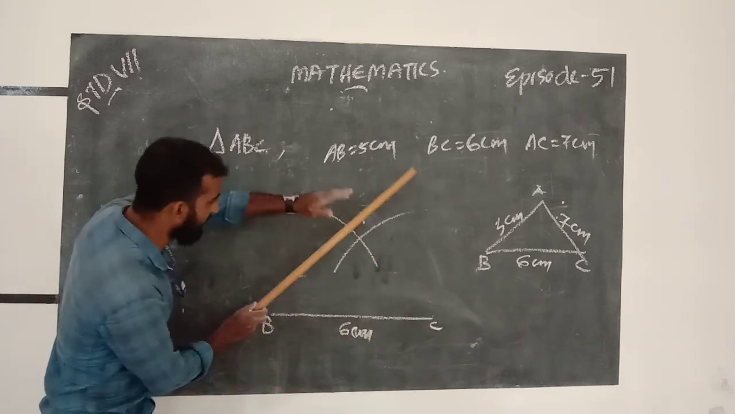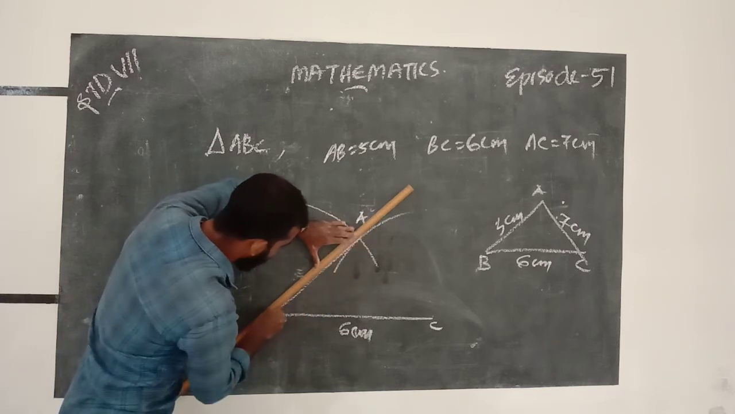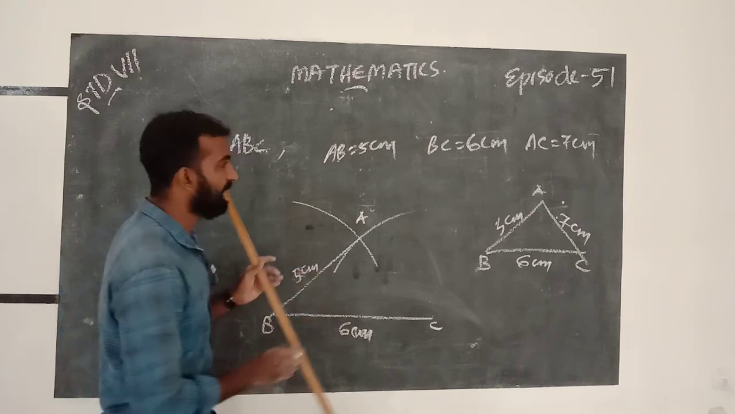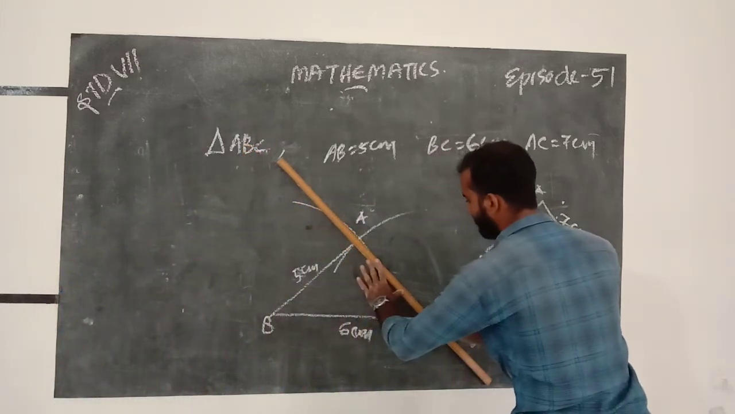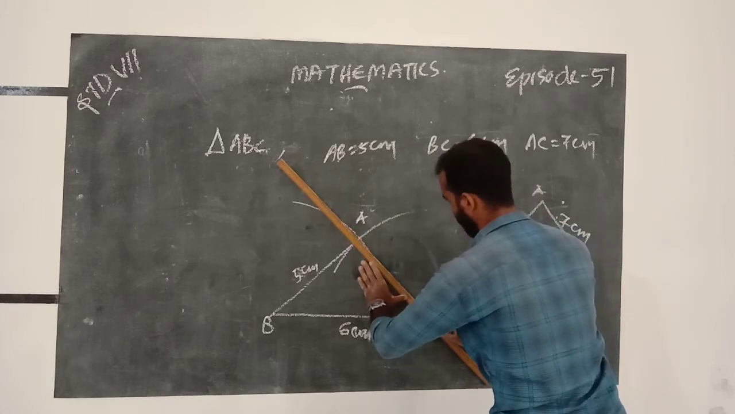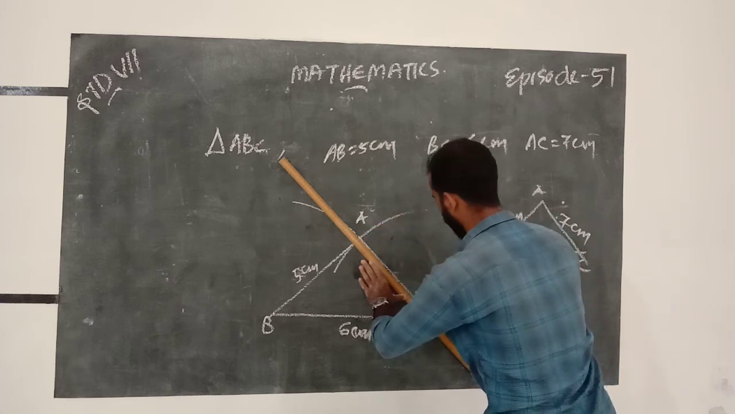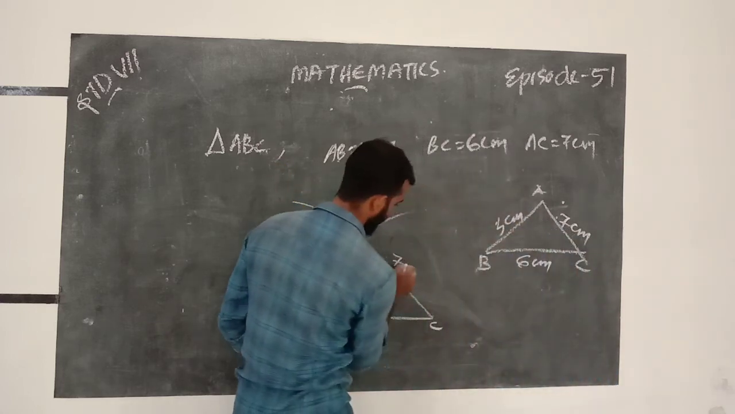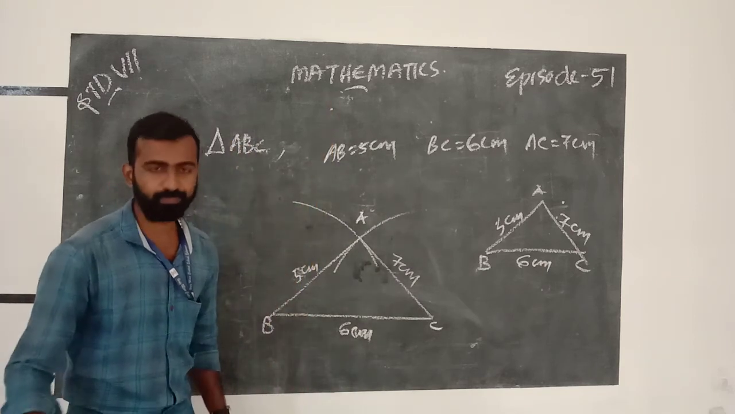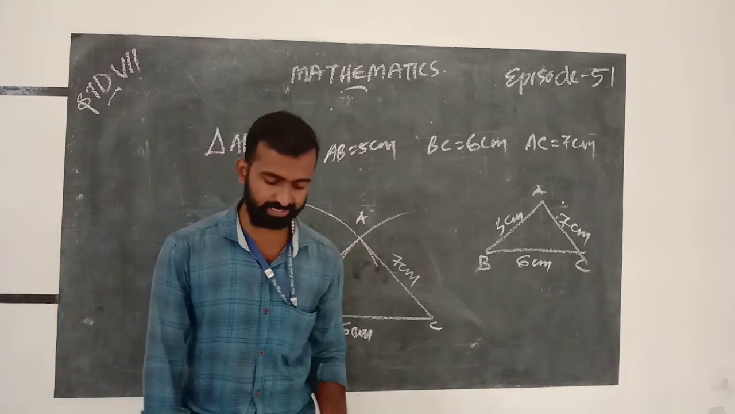Then we join A and B, that is 5 centimeter. And next we join A and C, 7 centimeter. Yes, this is the procedure of drawing a triangle with the 3 sides.